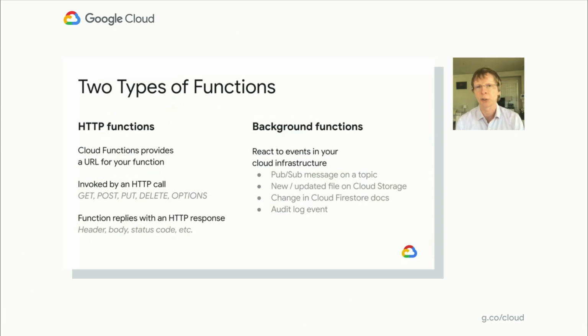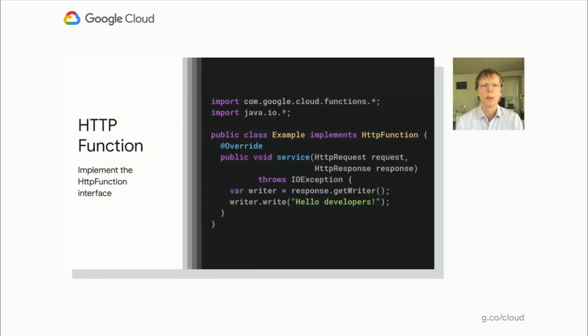Then there are background functions, and those are invoked by the system in response to certain events. Here we see some of the events that might be, for example, Pub/Sub events, or a file getting created in Cloud Storage, and so on. Java doesn't really have a notion of functions as such, so the approach we chose was a familiar one for Java, which is to define an interface that has a single method. Your function is then an implementation of that interface, so it has that method in it.